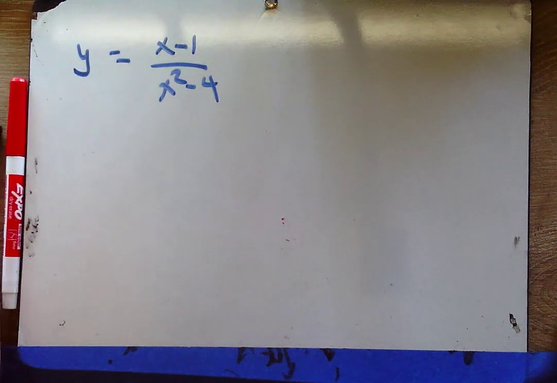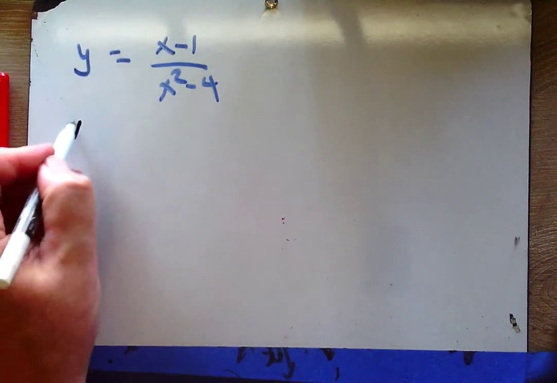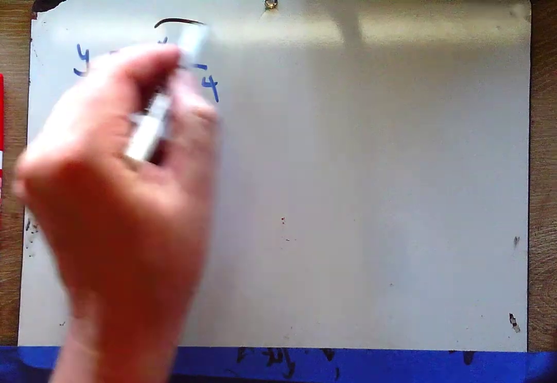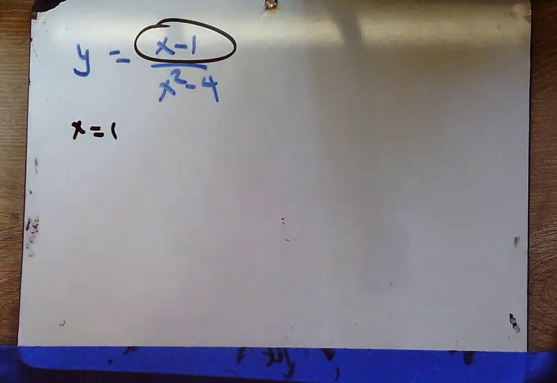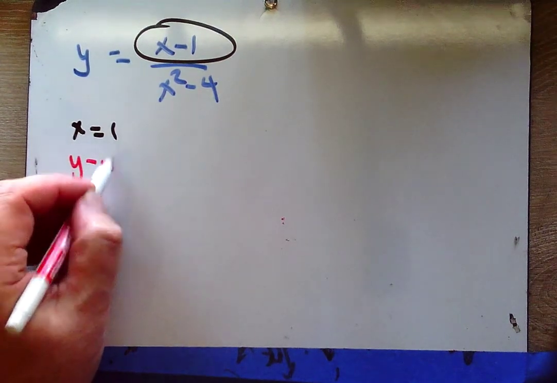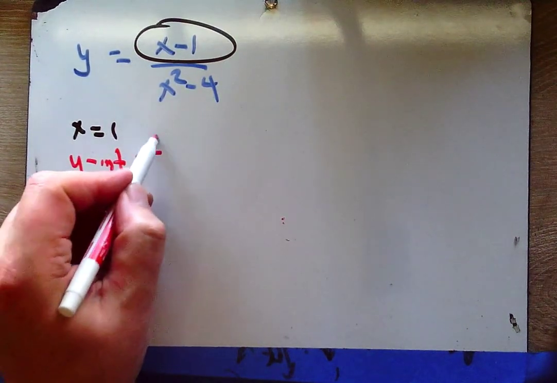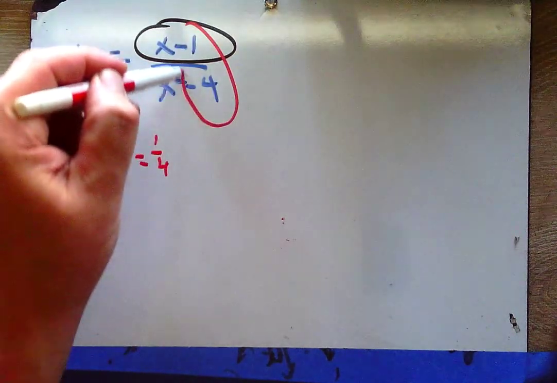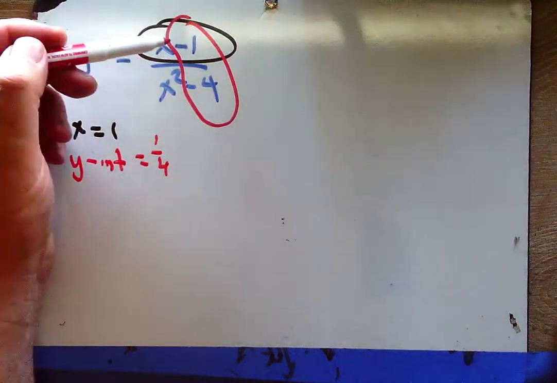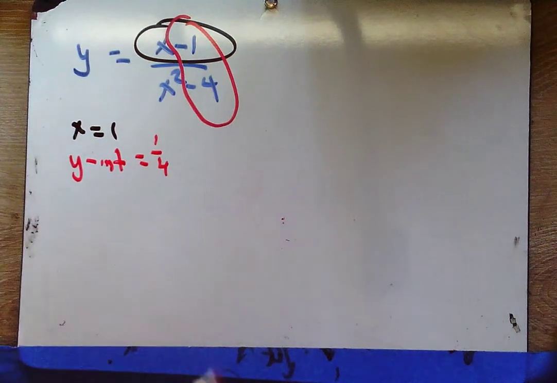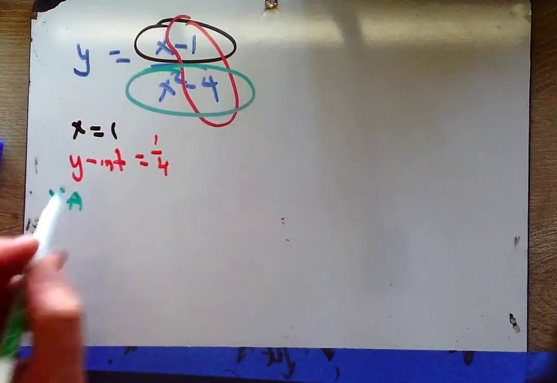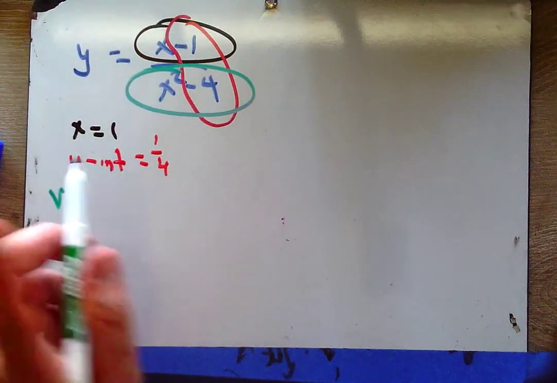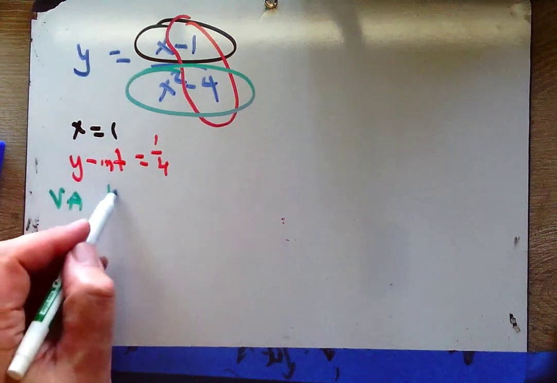All right. So, did you say that x equals 1 is the x-intercept because you set the top equal to 0? Good job. Did you say that the y-intercept was 1 over 4 because you set all the x's equal to 0 and a negative divided by a negative is a positive? Did you say when you set the denominator equal to 0 that you had vertical asymptotes not at plus and minus 4 but at plus and minus 2?